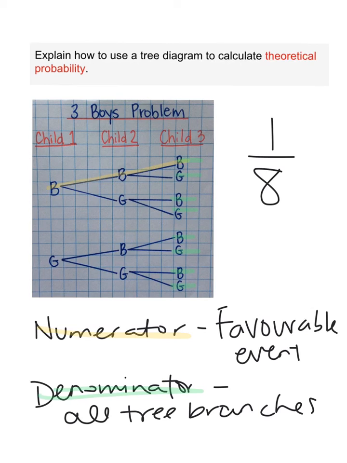So in order to calculate theoretical probability, I'm going to put my favorable event, so what it is I'm looking for to happen, over top of all possible answers in my tree diagram. And that's how I use the tree diagram to calculate theoretical probability.